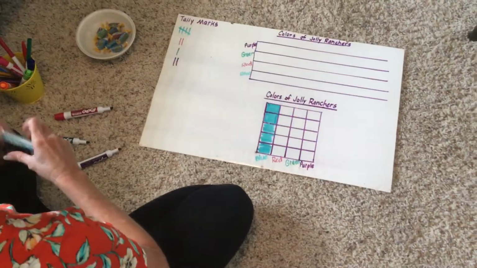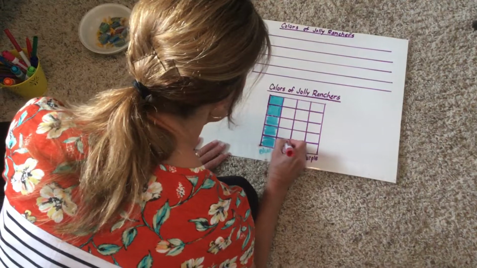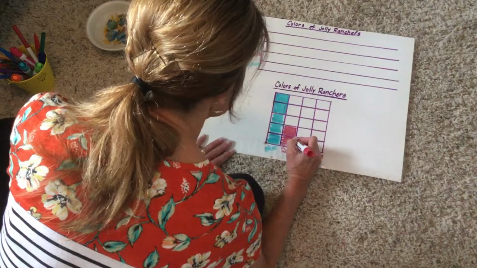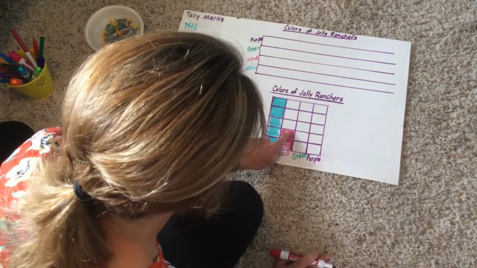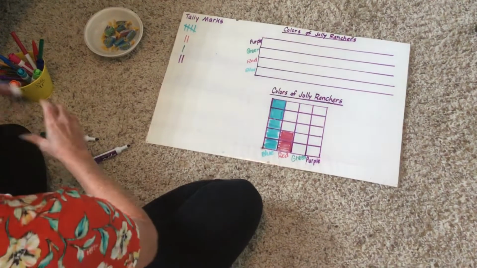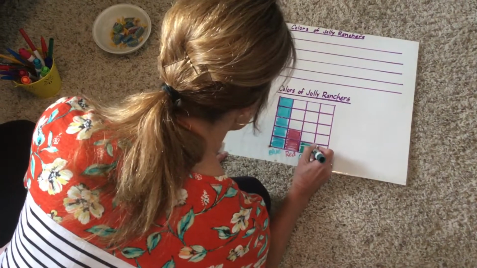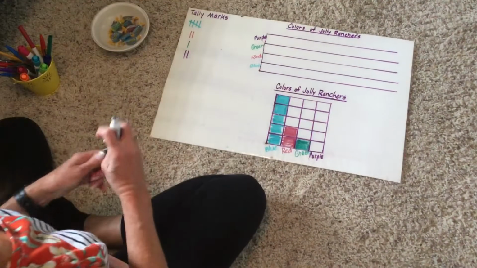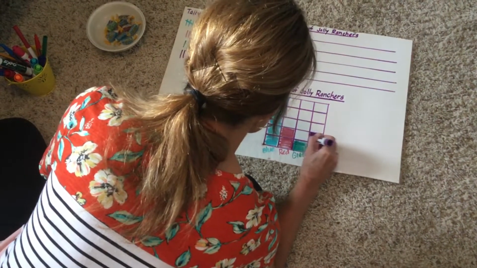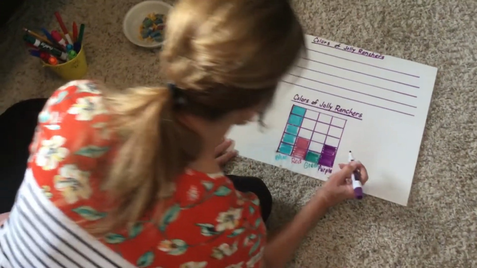Next is red. How many red are there? 2. So color in 2 boxes on the graph. See how it's called a bar graph because it looks like there's a bar going up the graph. Then next is green. How many? 1. So you color in just 1. And then finally, purple, 2. And that completes your bar graph.